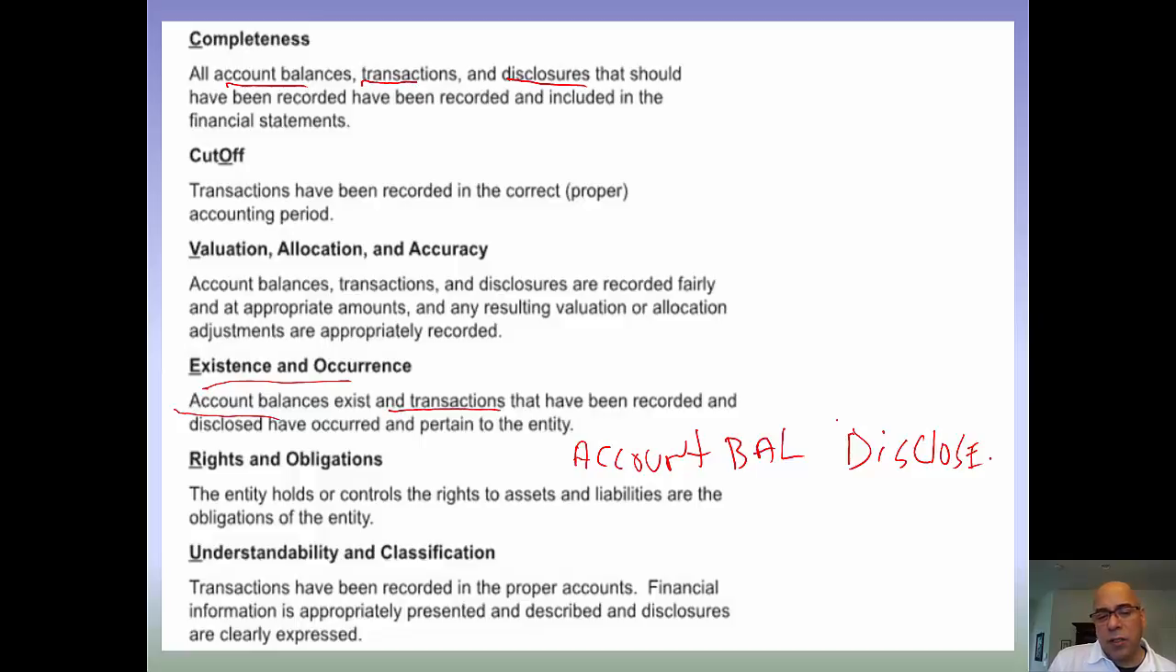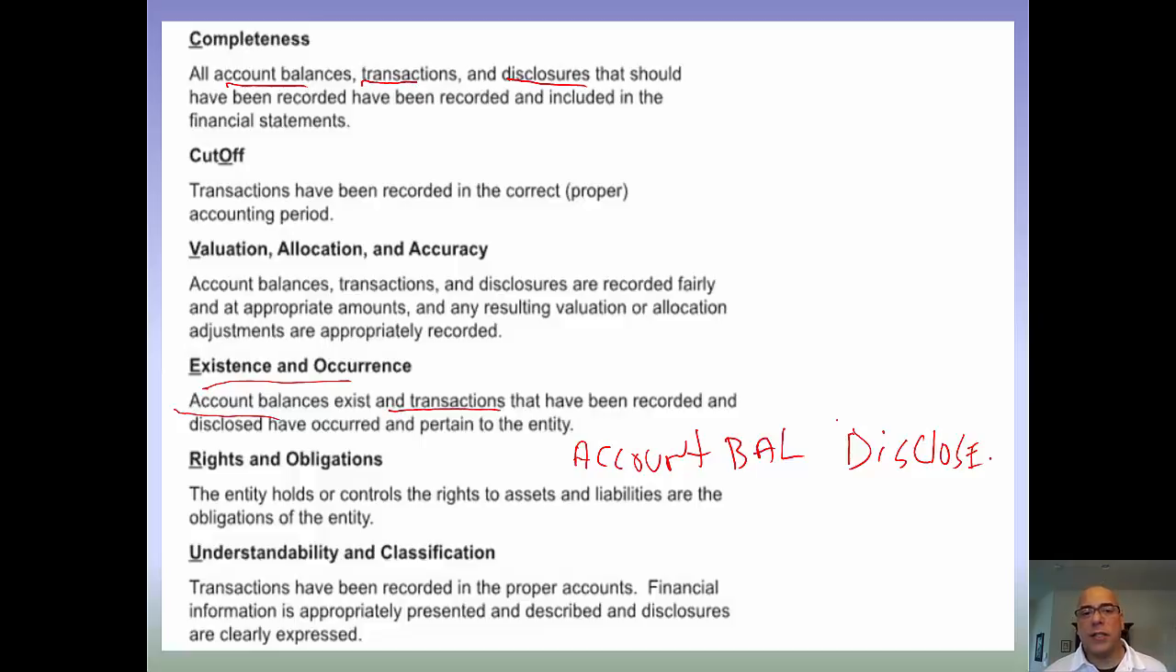I think account balance is a good example of why rights and obligations is relevant there. If we're saying that we have an asset and we may do a procedure to see that that asset exists, we're also going to want to do a procedure to see that the company, our client, has the right to that. They may have rented that asset, so we may be able to see that it exists, but we may ask for invoices, bill of sale, or something to see that they actually have the right to that asset.